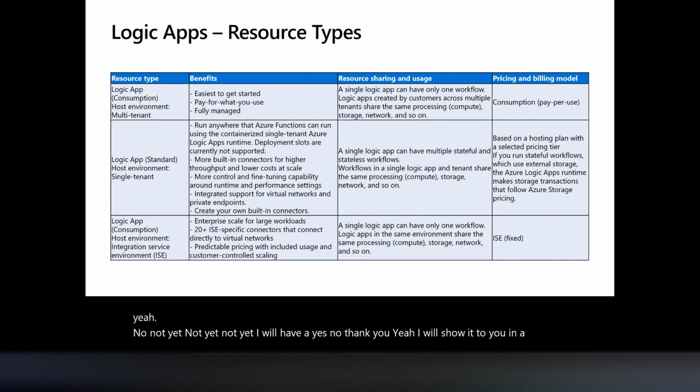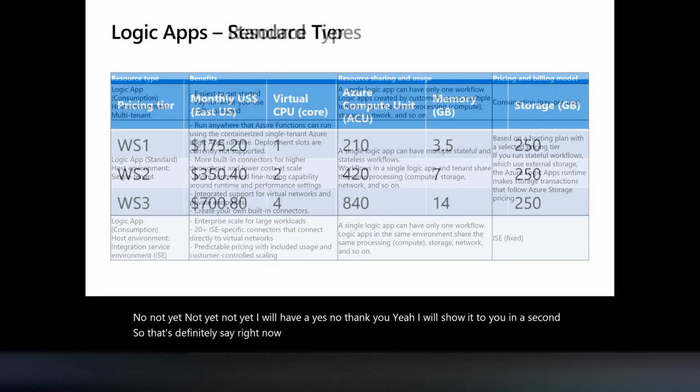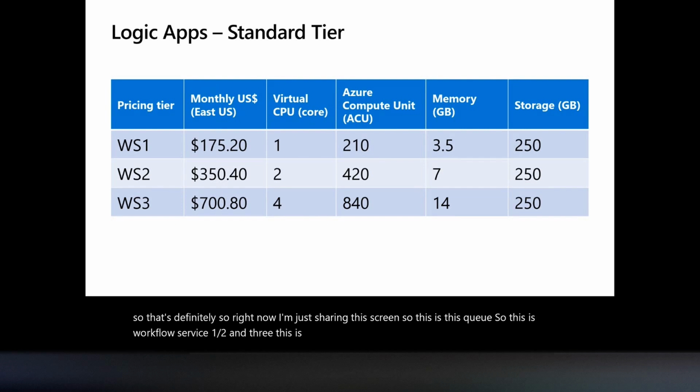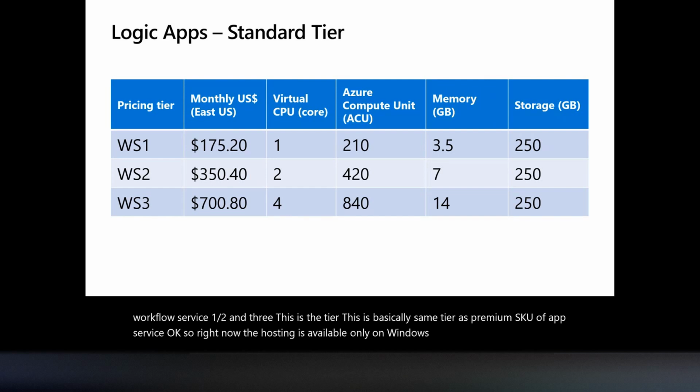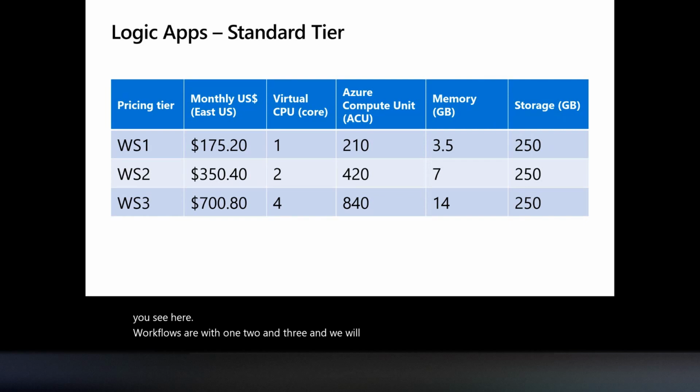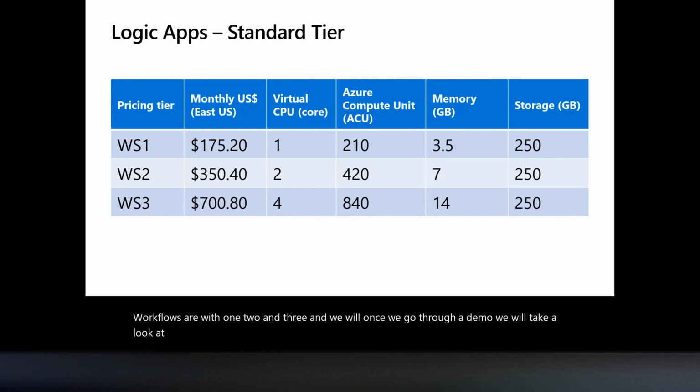So right now, I'm just sharing the screen. So this is the SKU. This is workflow service 1, 2, and 3. This is basically the same tier as the premium SKU of App Service. Right now, the hosting is available only on Windows instances. So that's what you see here, workflow service 1, 2, and 3. And once we go through a demo, we will take a look at that as well.